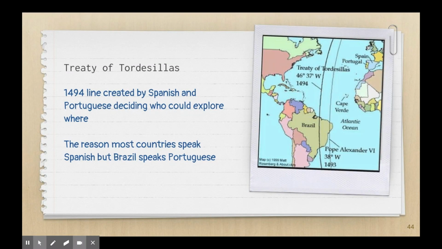The Treaty of Tordesillas is a 1494 line created by Spanish and Portuguese travelers and rulers that decided who could explore where in the world. This is the reason that most countries speak Spanish, but Brazil speaks Portuguese, because the Portuguese line moves out to here, whereas Spain only moves here.